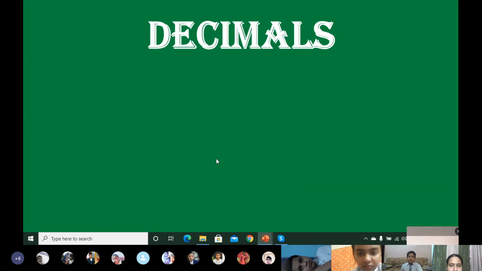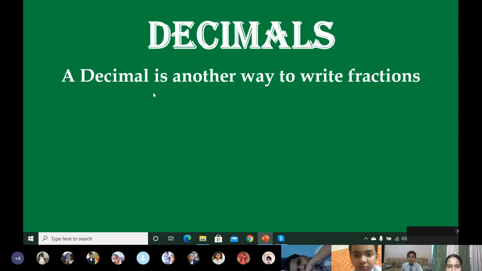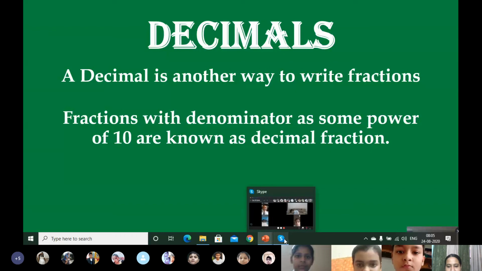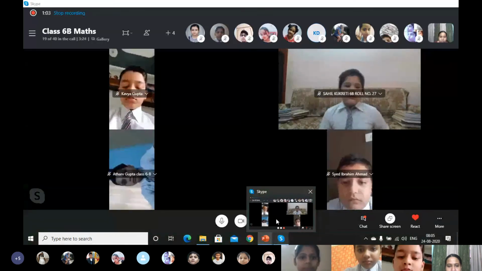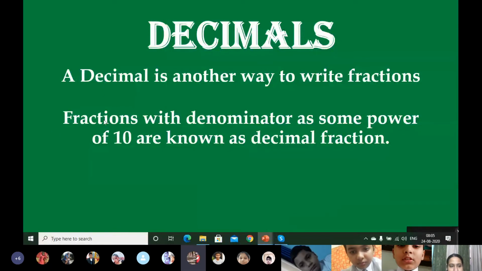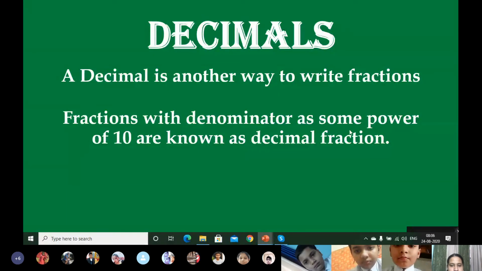Decimals. What does decimals mean? A decimal is another way to write fractions, or we can say fractions with denominator as power of 10 are known as decimal fractions. You will say, ma'am, what does this statement mean? The first statement is okay: a decimal is another way to write fractions. What does the second statement mean? Fractions with denominator as power of 10 are also known as decimal fractions.